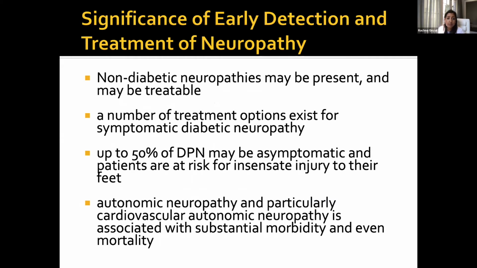And up to 50% of peripheral neuropathy may be asymptomatic. In that case, patients are at risk for insensate injury to their feet. So you always want to make sure that you're also counseling your patients to check their feet nightly on their own. And then the other neuropathies to remember would be autonomic neuropathies. These are a lot more tricky and challenging to diagnose.